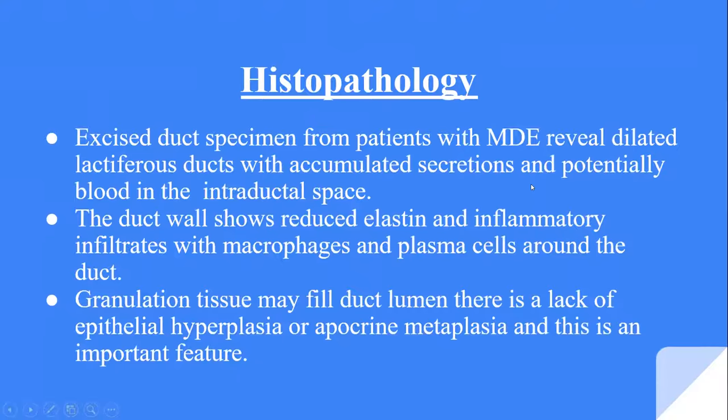Histopathology. An excised duct specimen from a patient with mammary duct ectasia reveals dilated lactiferous ducts with accumulated secretion and potentially blood in the intraductal space. The duct wall shows reduced elastin and inflammatory infiltrates with macrophages and plasma cells around the duct. Granulation tissue may fill the duct lumen. There is a lack of epithelial hyperplasia or apocrine metaplasia, and this is an important feature.